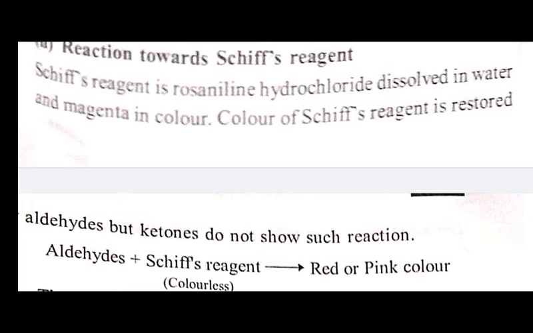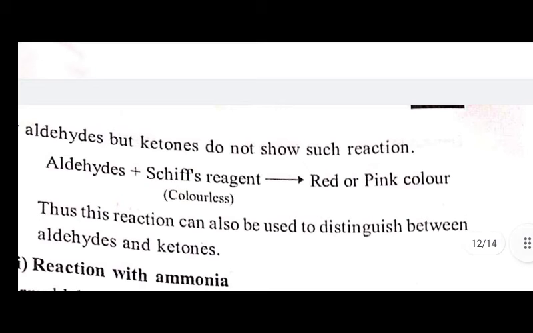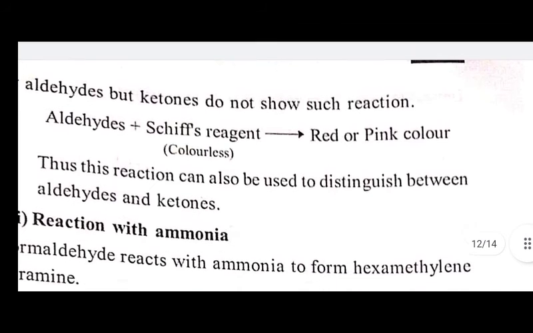Next, again extra, is the reaction for Schiff's reagent. Schiff's reagent is rosaniline hydrochloride dissolved in water and magenta in color. And when we treat this with aldehydes, the color of Schiff's reagent is restored. Schiff's reagent is actually pink, but before the test it is colorless, and after we add aldehyde it again becomes pink. So this is the story of Schiff's reagent. Aldehyde plus Schiff's reagent gives red or pink color. This is also used for distinguishing aldehydes and ketones, because ketones will not give this reaction.